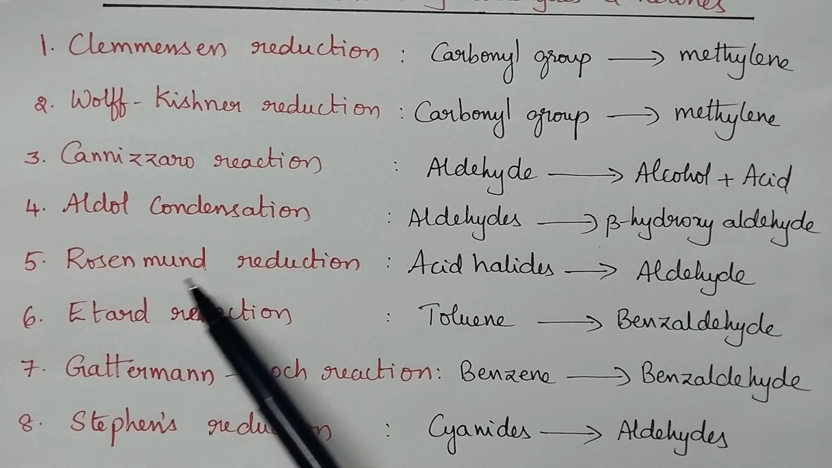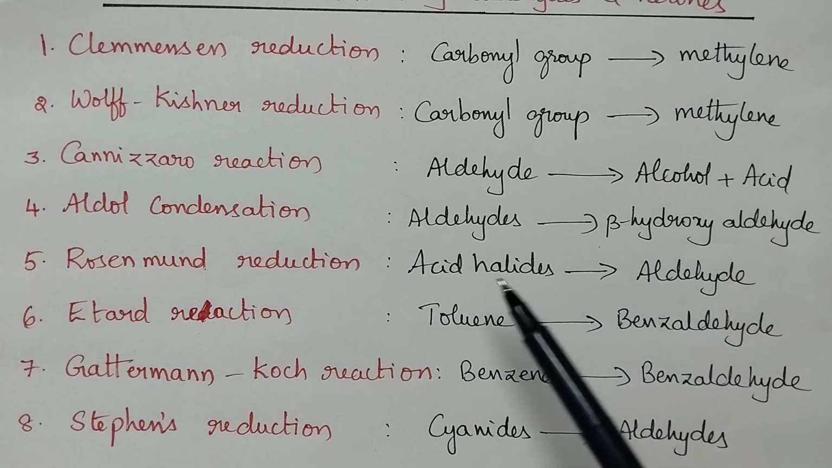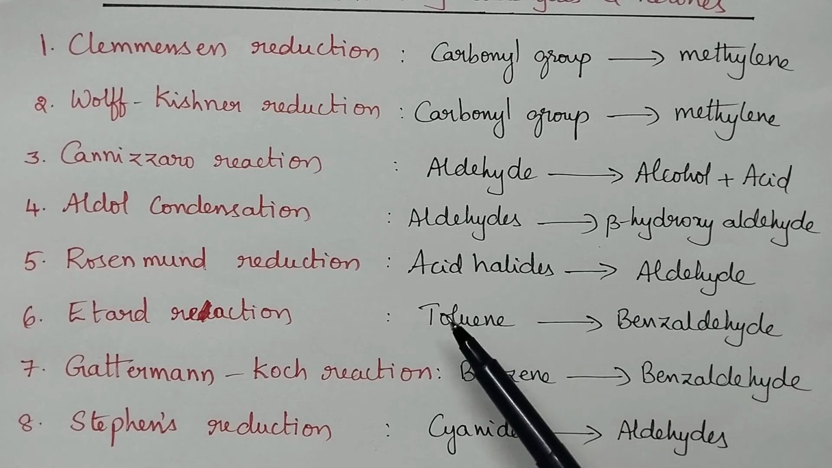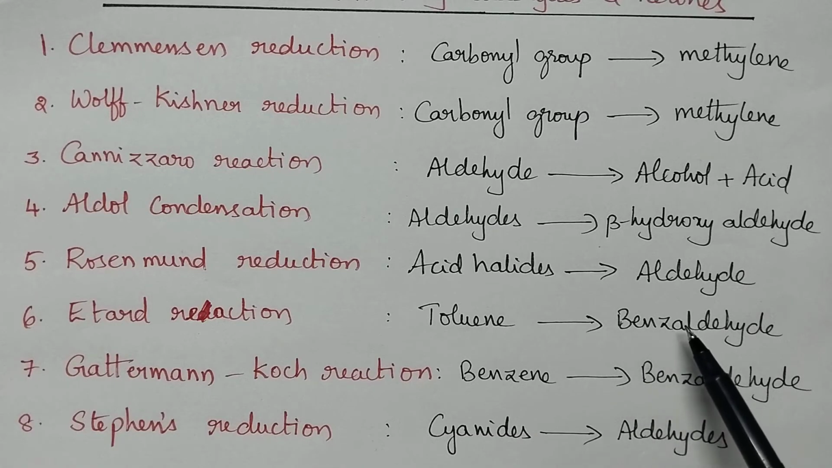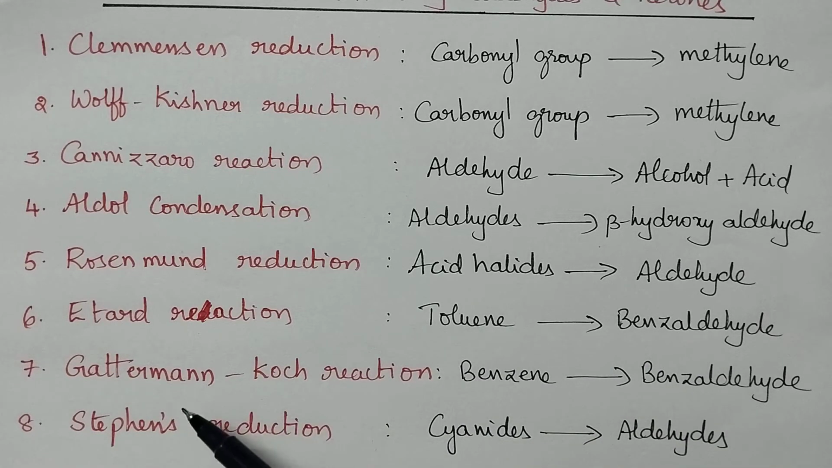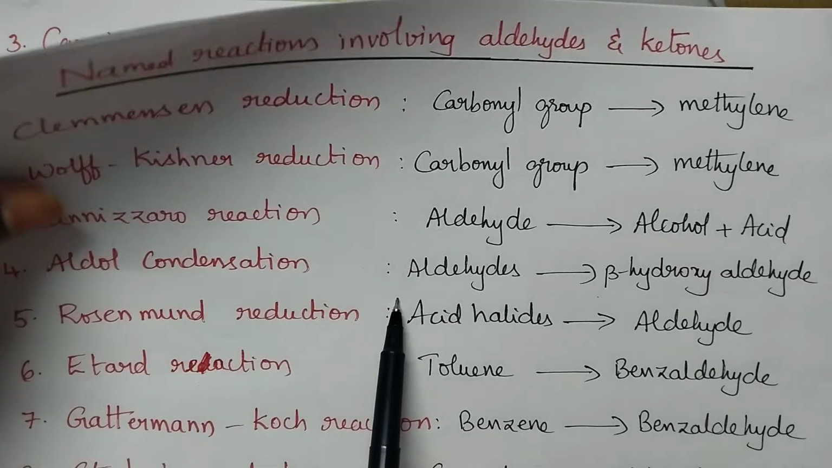And moving to the Rosenmund reduction, it involves the preparation of aldehydes from acid halides. Similarly, Etard reaction involves the preparation of benzaldehyde from toluene. Coming to the Gattermann-Koch reaction, it involves the conversion of benzene into benzaldehyde. And coming to the Stephen's reduction, it involves the conversion of cyanides into aldehydes. Now, let us discuss each and every reaction in detail.